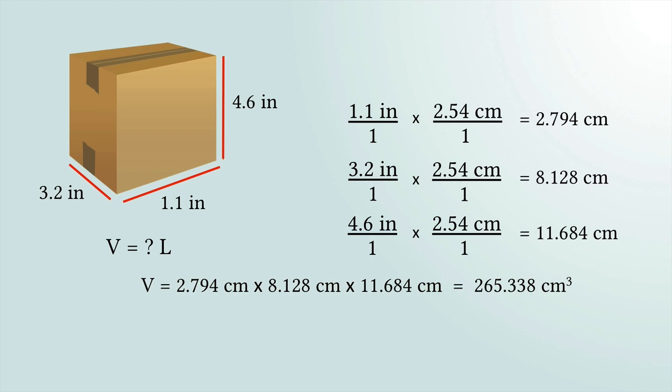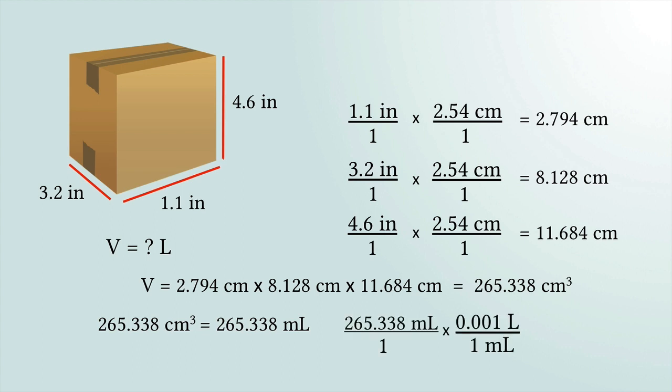265.338 cubic centimeters. Cubic centimeters is the same thing as milliliters, so this number can also be expressed as 265.338 milliliters. That can then be converted to liters using the conversion factor of 0.001 liters over 1 milliliter, causing the milliliter units to cancel. The answer then is 0.265338 liters, just as we calculated before.